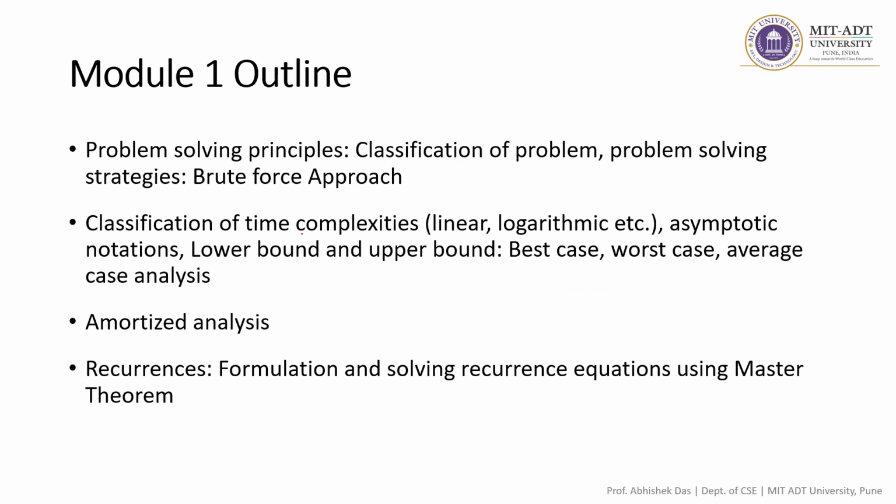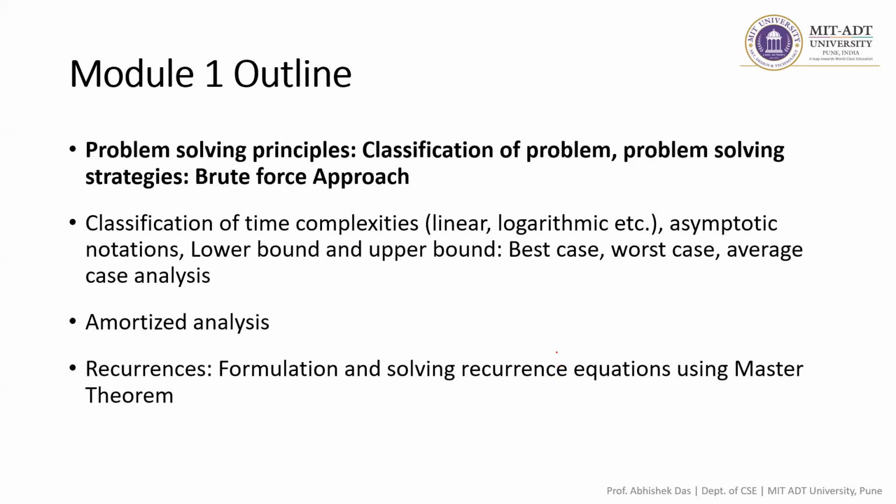Next, after that, we have the different time complexities, that is the linear and the logarithmic time complexities. And with that, we have the asymptotic notations, then the lower bound and the upper bound, right? And with that, we have the best case, worst case, and average case analysis. And after that, we have amortized analysis. And finally, we have the recurrences, the formulation, and solving the recurrence equations using Master's theorem.